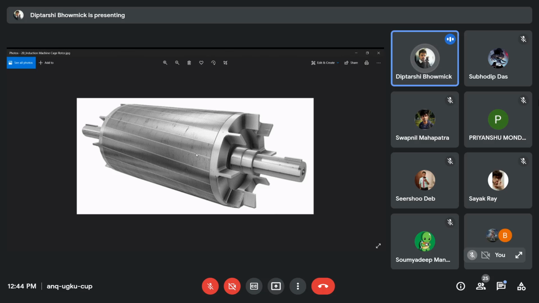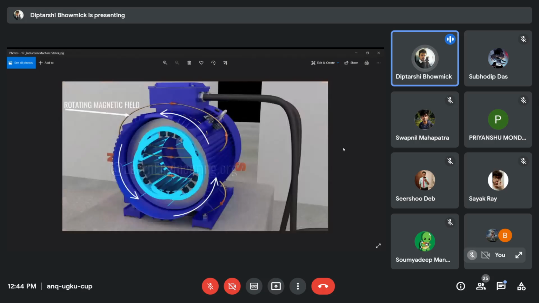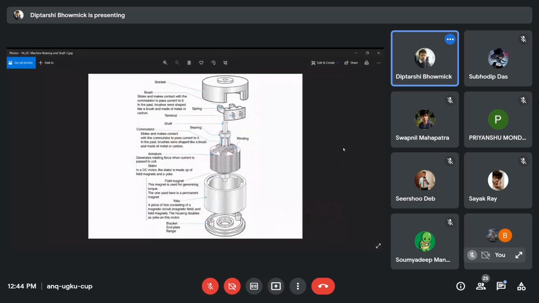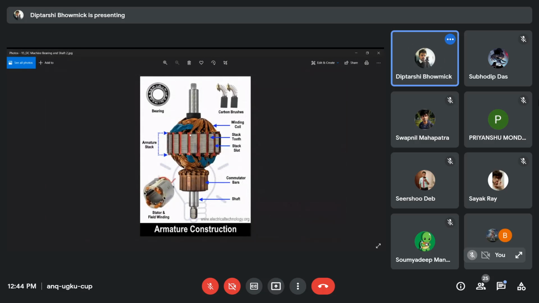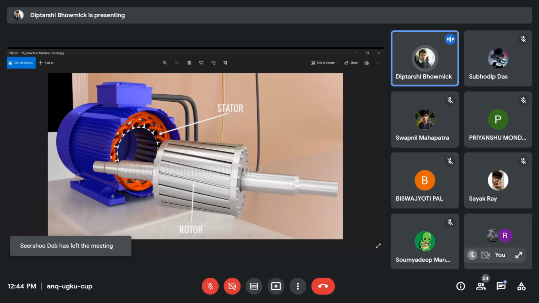Like in the DC machine, see, these are the windings for the DC machine. The slots are just parallel, dead parallel to the axis there. But in case of AC machine or three-phase induction motor, the windings or the bars are not parallel to each other. Not exactly parallel to the axis, but they are skewed. Clear?